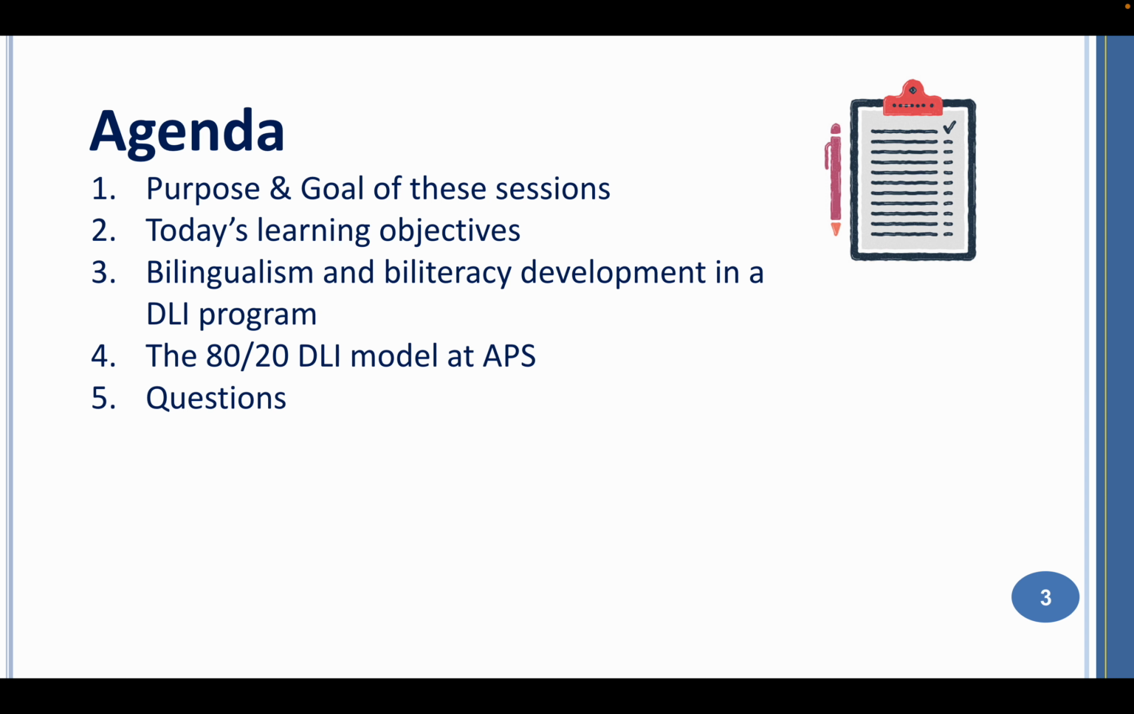This is the agenda for this session. First, we will discuss the purpose and goal of these sessions. We will go over today's learning objectives, look at bilingualism and biliteracy development in a DLI program, go over the 80-20 DLI model at Arlington Public Schools, and at the end, we will have time for questions.